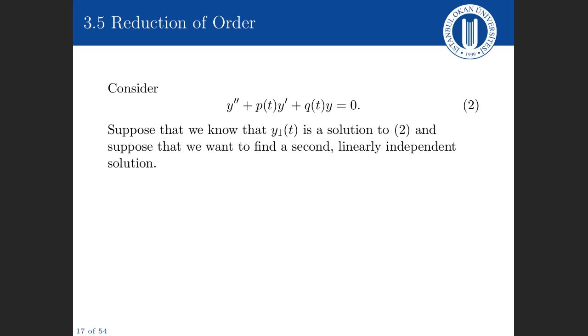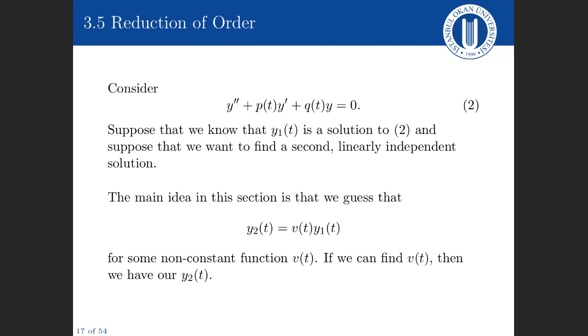And suppose that we know one solution to this differential equation. Suppose we know that y1 solves this differential equation, and suppose that we want to find a second linearly independent solution. We can use the same idea as in the previous section. We can make a guess that the second solution is some function v of t multiplied by y1.